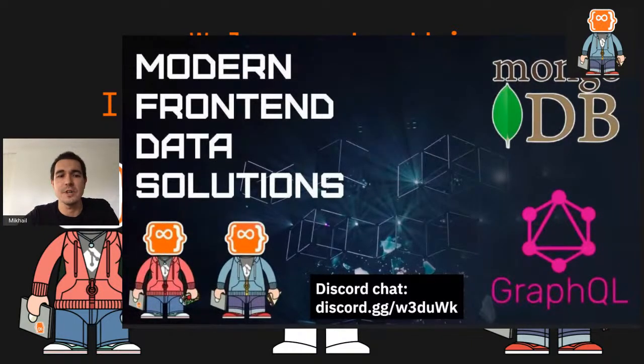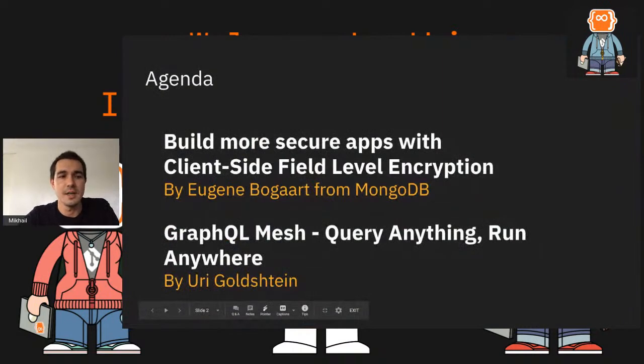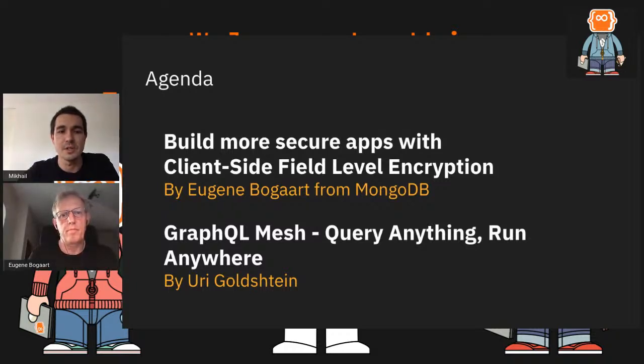Okay, so I think it's time to start. We see more than 15 people already joined. I'd like to introduce the speakers. First we're going to have a talk about MongoDB specific features from Eugene Bogaart, who is an experienced solutions architect and has various experience in software development, sales, and all related topics to software development at scale. Eugene will be sharing with us his talk about secure apps with client-side field level encryption.